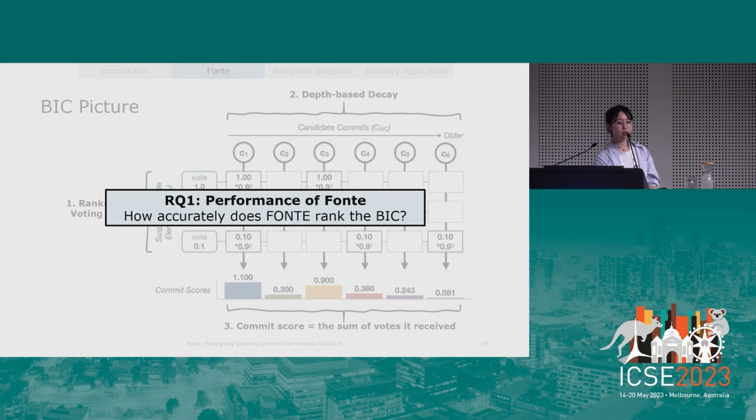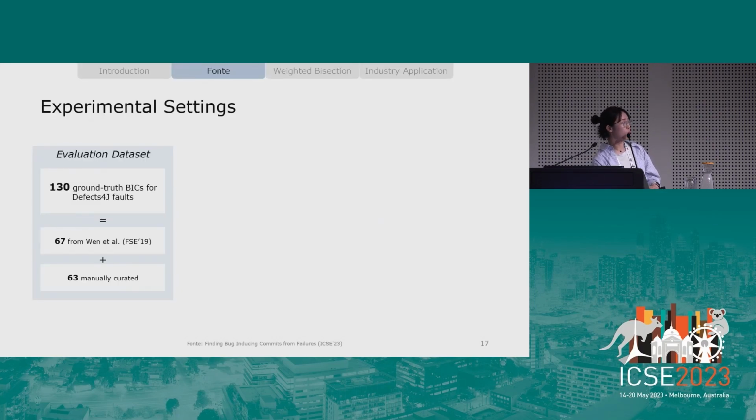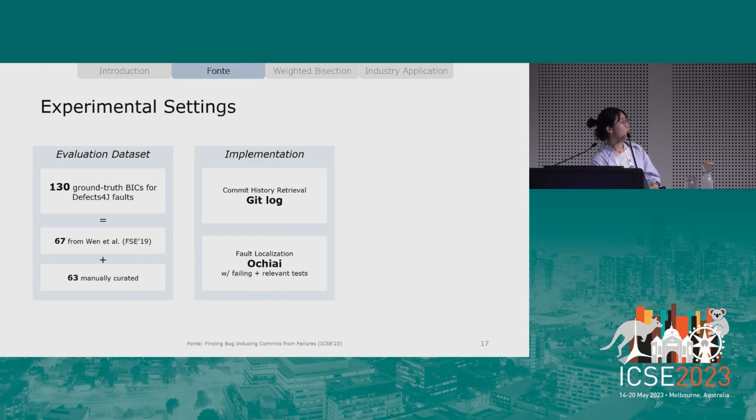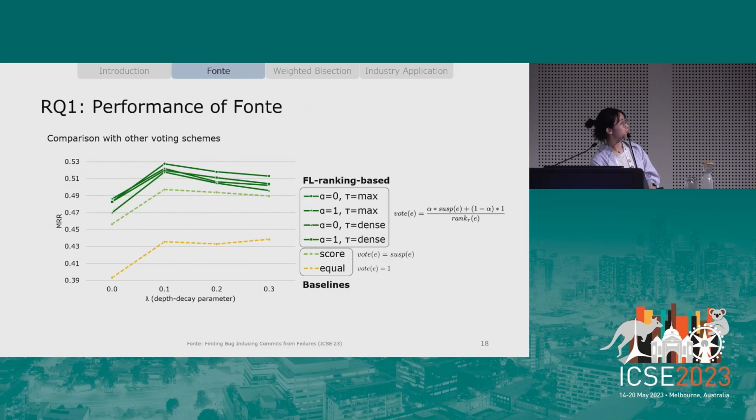Here we ask our first research question: How accurately does Fonte rank the BIC? As an evaluation data set, we used 130 ground truth BICs for Defects4J faults. When implementing Fonte, we used git log to retrieve the commit history and Ochiai as a fault localization score. And as evaluation metrics, we used accuracy at n and mean reciprocal rank.